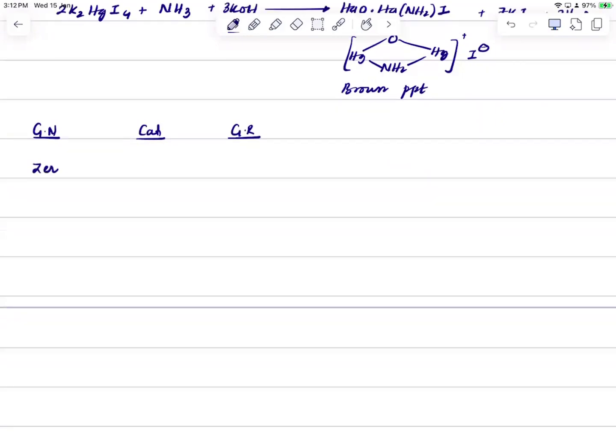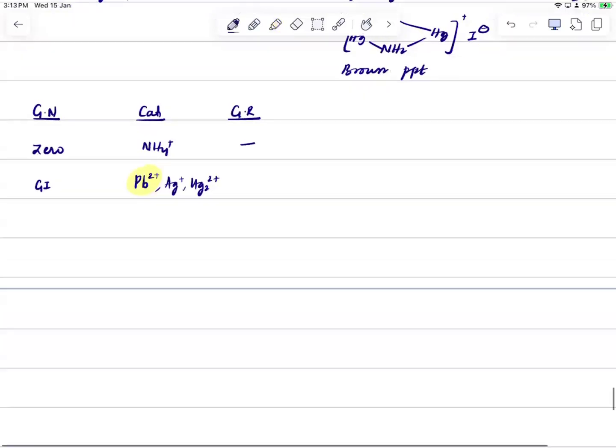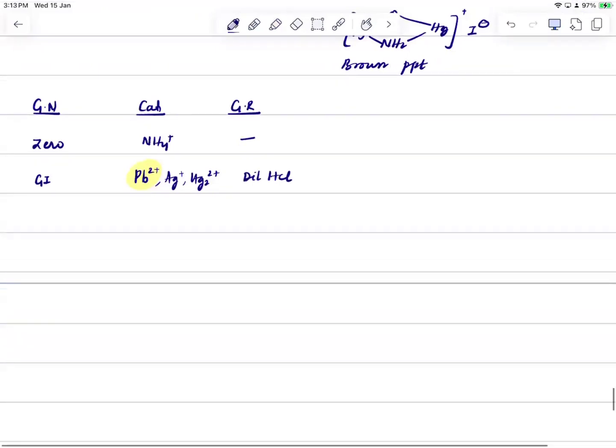So the first one is group 0. Here NH4+ is what you are analyzing. There is no reagent here. Next, group 1: Pb2+, correct? Others are Ag+ and Hg2 2+, but only Pb2+ is in the syllabus. So here we use dilute HCl as the group reagent.